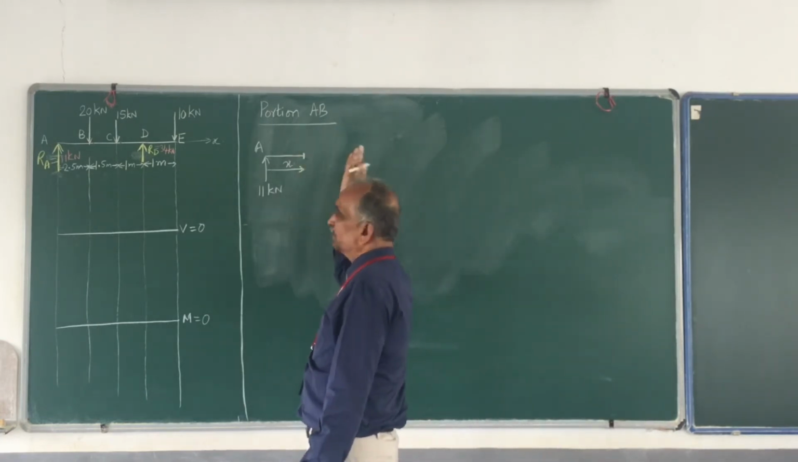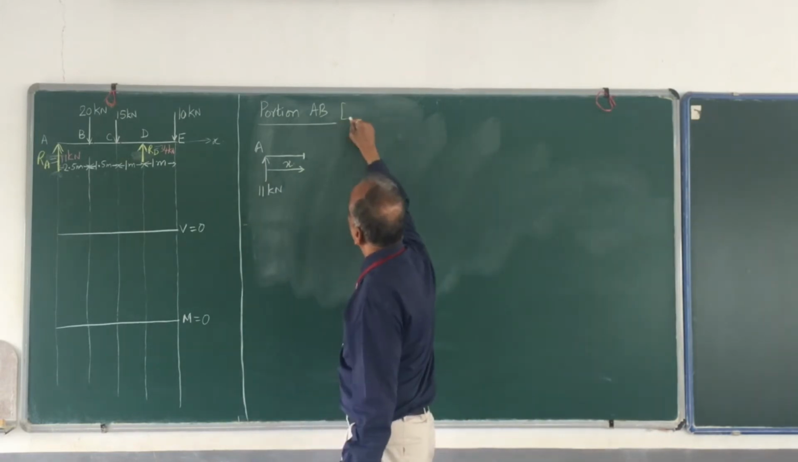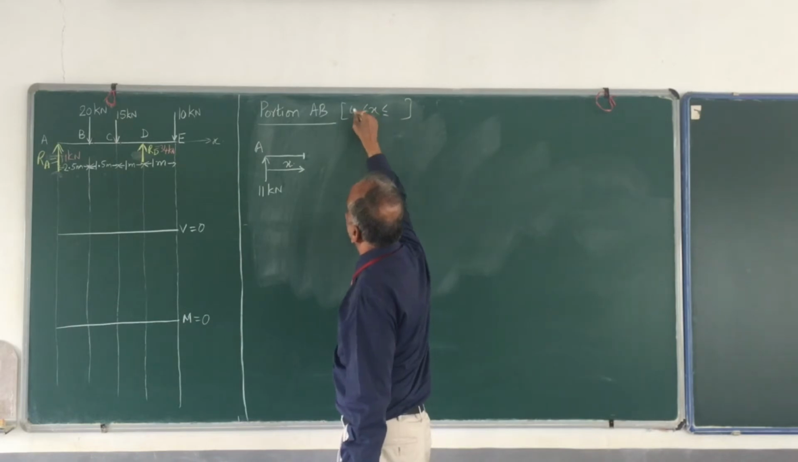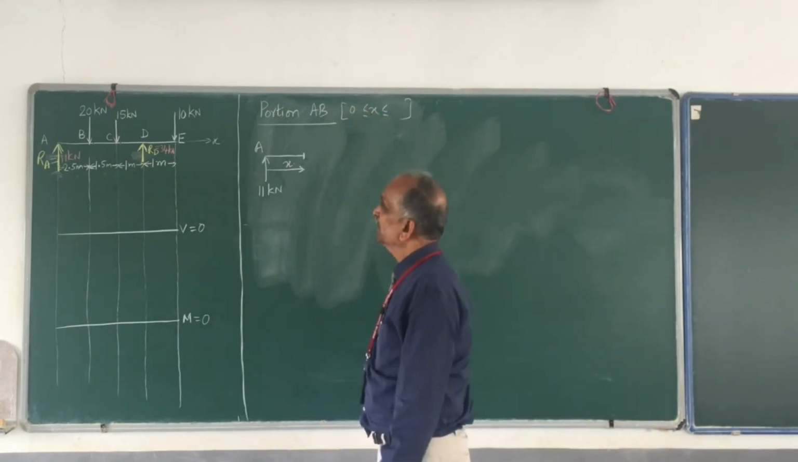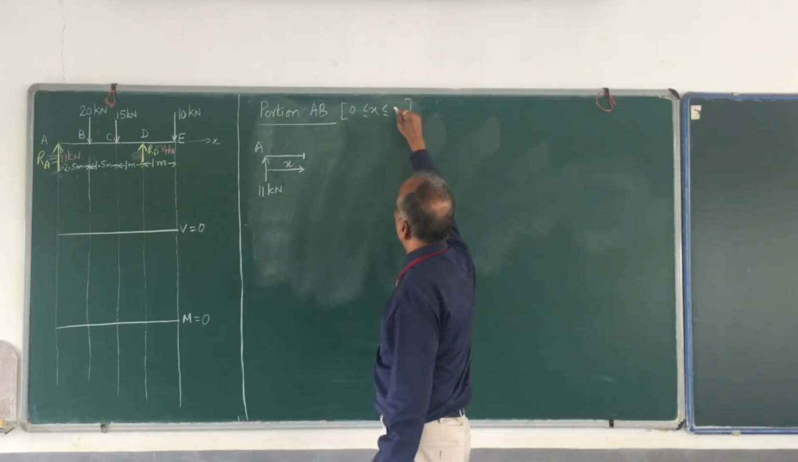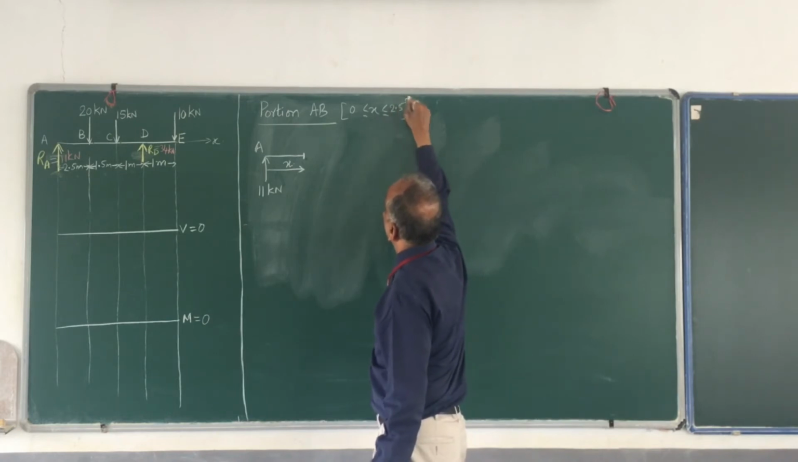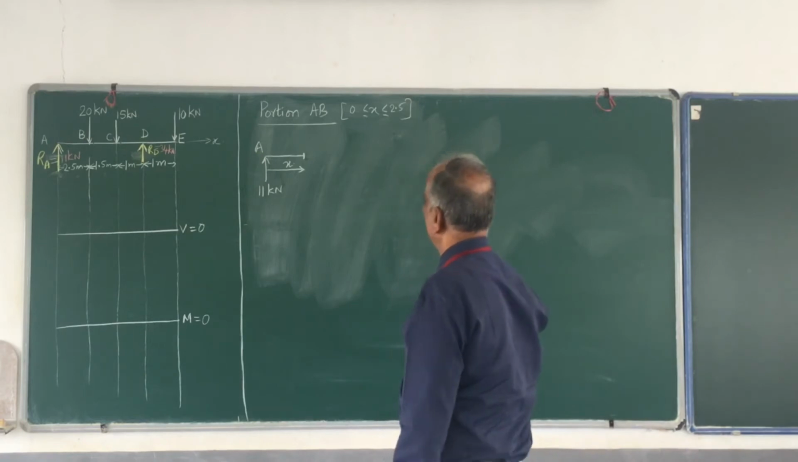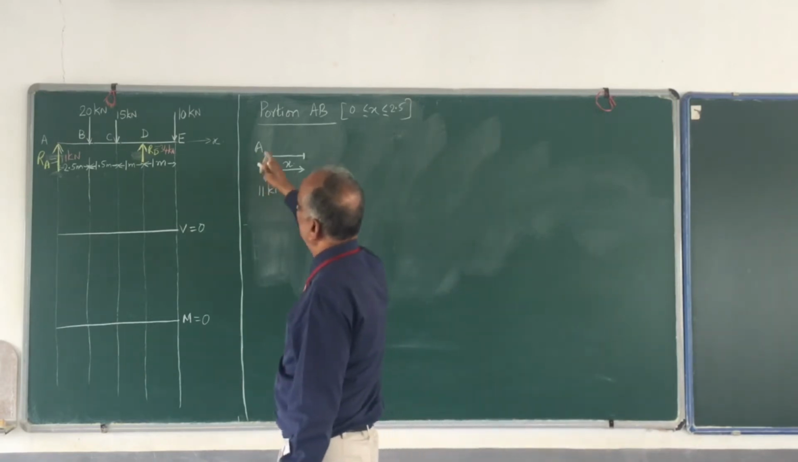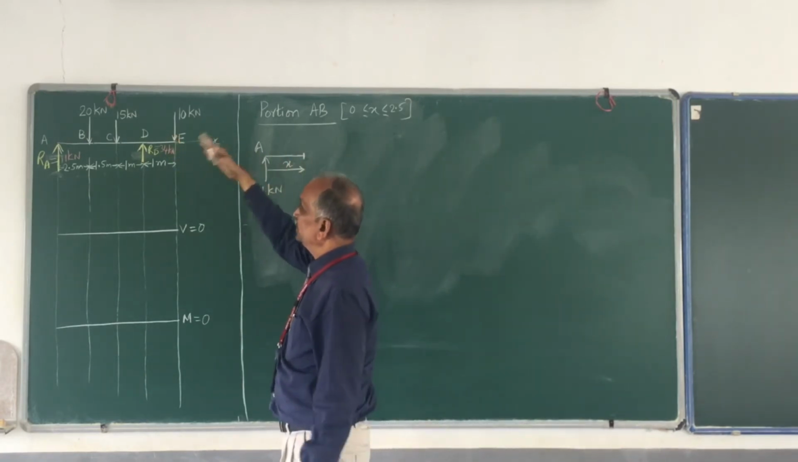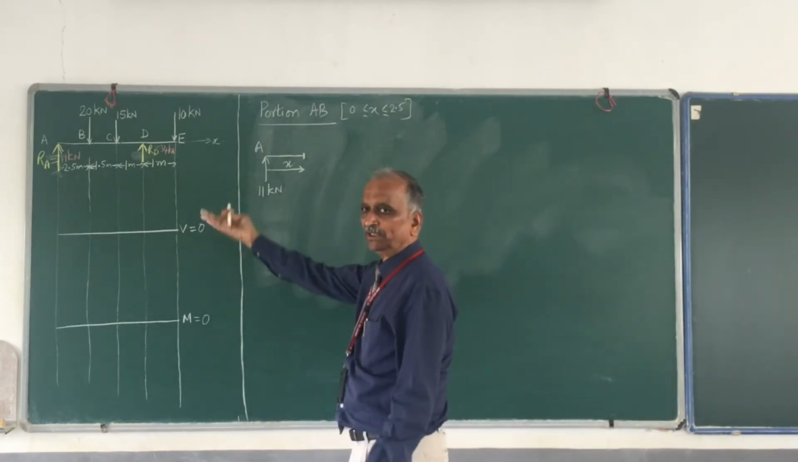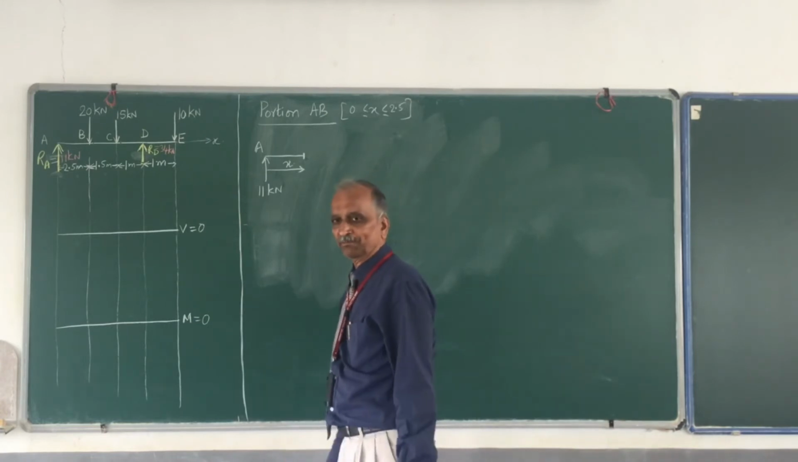B is beyond this. And therefore, what is the range of X? Let me write down. X is 0, the smallest value, and the largest value is 2.5 meters. The range of X is between 0 and 2.5. This is the only force. Even the 20 kilonewton is acting at B. So I have now reached B. Therefore, 20 kilonewton is also not going to come.